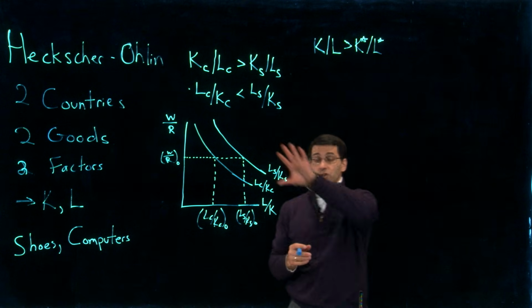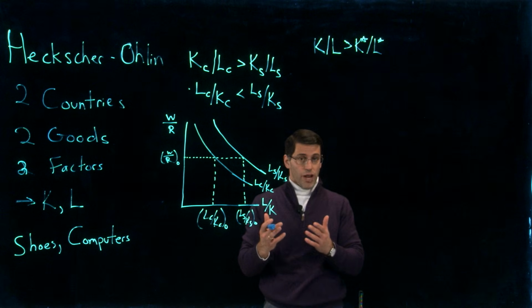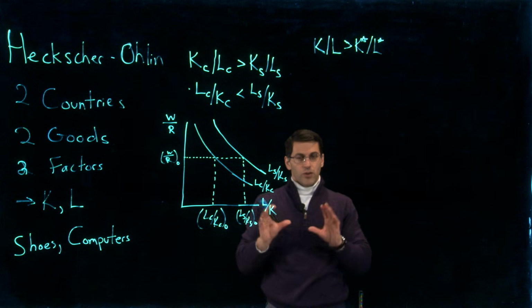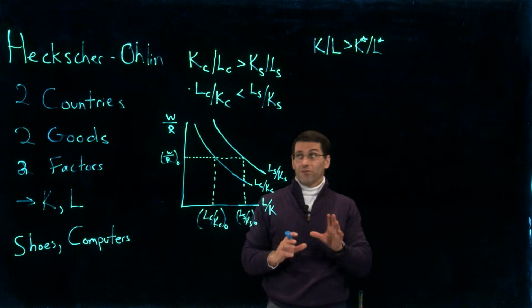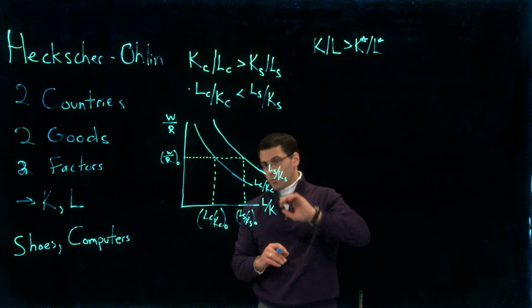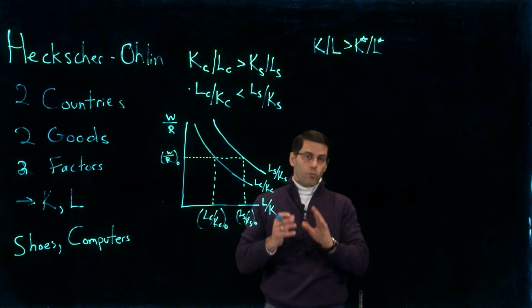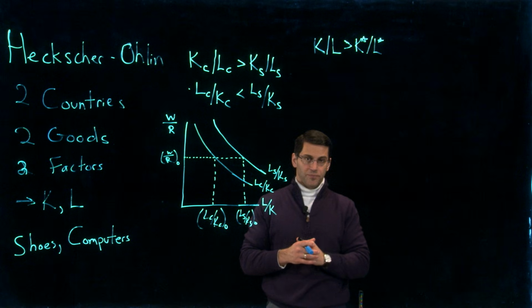Okay? So we could, these two assumptions, if we're doing a different model, we can change those assumptions around, make the shoe sector capital intensive if we wanted to. Okay? So the general insights from the model don't hinge on which sector we make capital intensive or which country we make capital abundant. We just need to make some assumptions in order to work through the example.